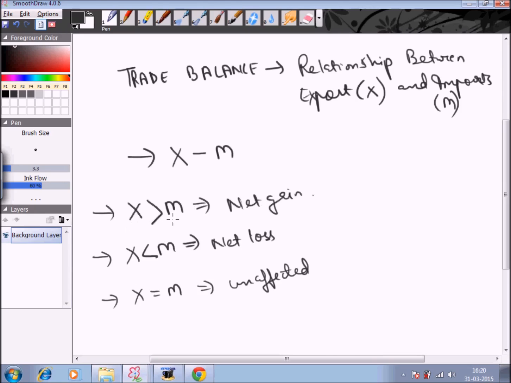So if exports are greater than imports, then it will increase the magnitude of the circular flow. If exports are less than imports, then it will decrease the magnitude of the circular flow. And if exports are equal to imports, then the circular flow overall remains unaffected. So this is how foreign trade affects the circular flow of an economy.